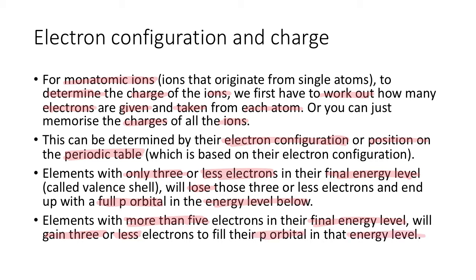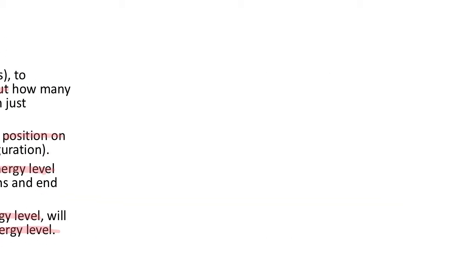So what does that mean? If I have an electron configuration, and I'm just going to use the Bohr model for now, 2, 8, 3, I'm going to lose all of those electrons in the outermost energy level, which means I'm going to lose 3 electrons. But if I have 2, 8, 5, I'm going to gain 3 electrons to bring me to 2, 8, 8, which is effectively, remember, 3s2 3p6. So if they have 5 or more, they're going to gain. If they have 3 or less, they're going to lose.